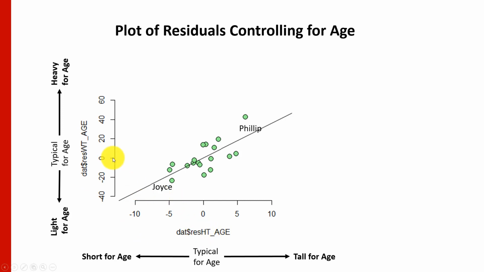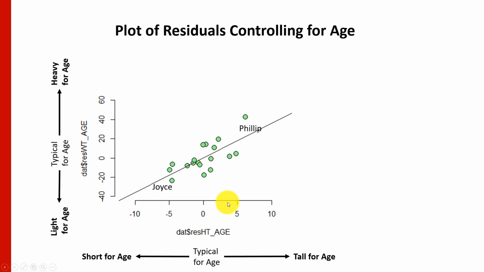Notice they're both centered around 0. The way we can interpret this is that positive residuals were larger values than our linear model would predict. Negative residuals are smaller values than our linear model would predict. So when we look at this plot, what we're saying is if you were at 0, you were exactly what we would predict for your age, or you were typical for your age. So people at 0 on the y-axis had a weight typical for their age. People who were at 0 on the x-axis had a height typical for their age.